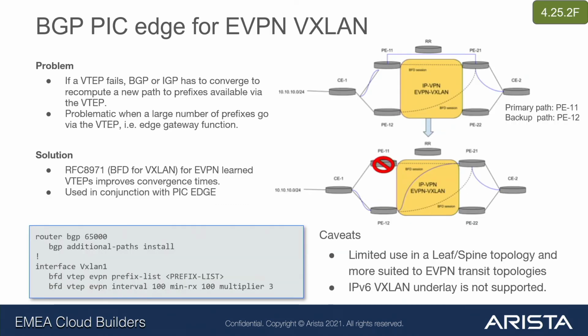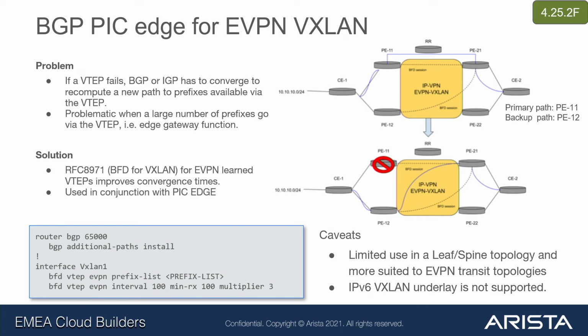Another feature that we've added as well is BGP PIC Edge. PIC is prefix independent convergence, Edge for EVPN VXLAN. What is this? The problem being, if a VTEP fails, BGP or the IGP has to converge underneath in order to work out that the VTEP has gone away. During that transient update, there's going to be traffic loss.